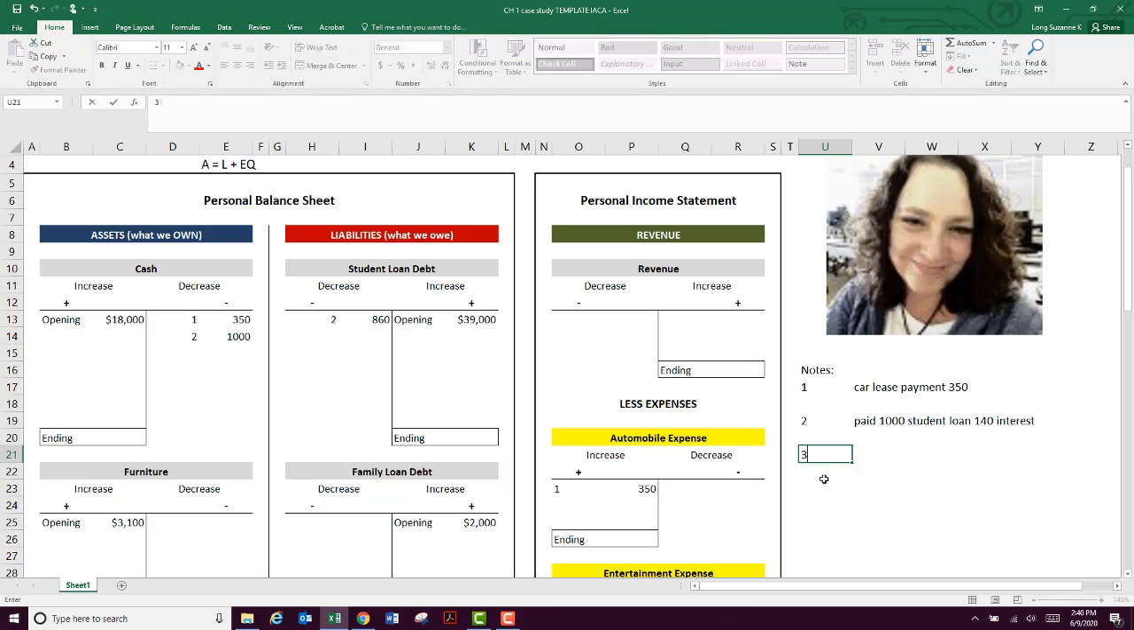Let's look at number 3. Number 3 says mortgage payment $2,000 with, I already forgot, $400 interest. Okay, so this one's just like the one we did. So number 2 and number 3 are the same kind of deal.